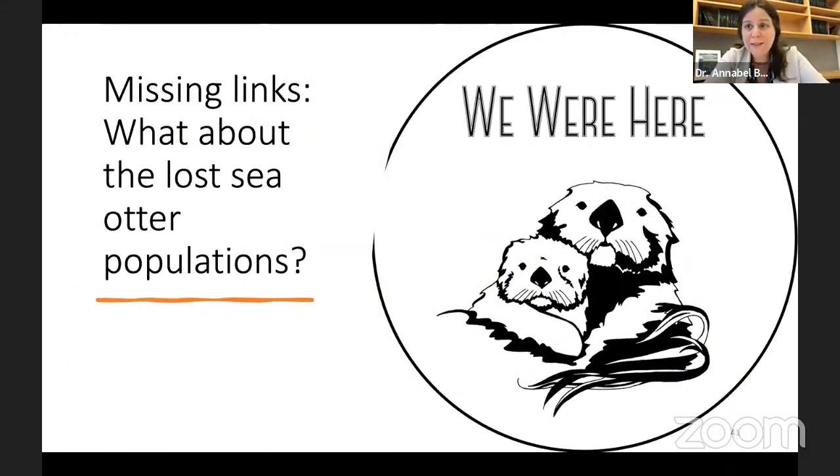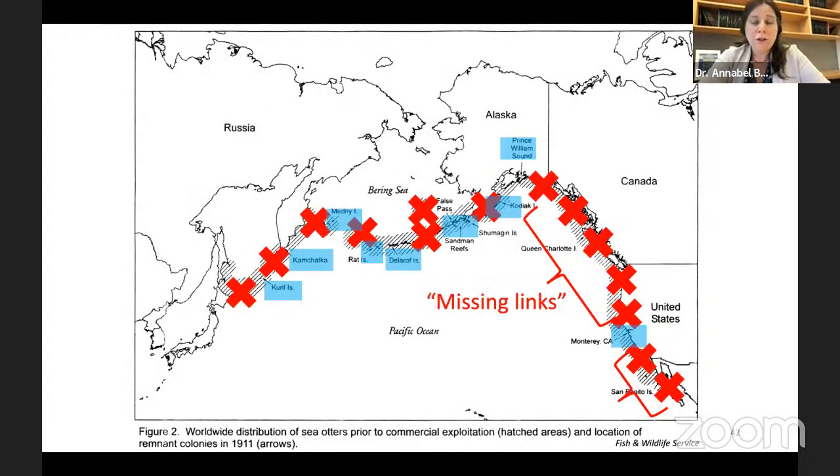So I've been talking a lot about sea otters that made it through the fur trade. Their ancestors made it through the fur trade. But what about the real theme of Sea Otter Awareness Week, which is the lost sea otter populations, the missing links that aren't there anymore? Let's talk a bit about them. I showed you this map before, where sea otters managed to survive everywhere there are these blue boxes, but there are these huge stretches of coastline where no sea otters survived at all, and they're completely missing. There's no remnant population, even at 30 otters to try to come back from.